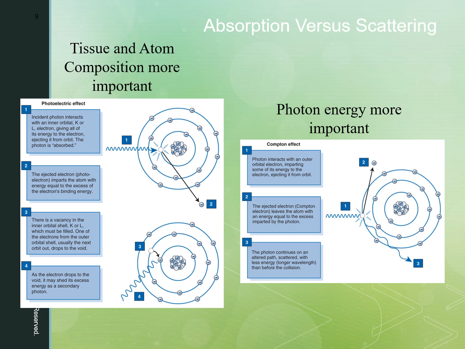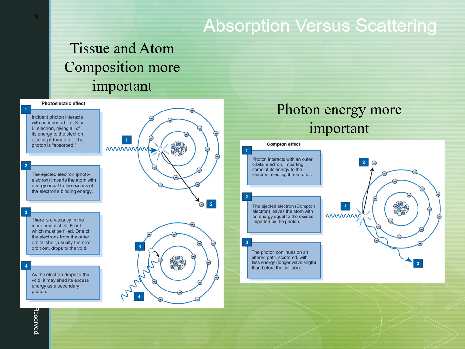Okay, absorption versus scattering. Tissue and atom composition are more important in absorption, or photoelectric interaction. So you can see here on our left, we have the photoelectric effect. That incident photon interacts with the K shell or lower shell electron. It has enough energy that it's able to eject that. When it ejects that, we know that we'll have this cascading event of electrons coming in to fill that vacancy, ultimately leaving their shells vacant. Now that cascading event will emit very low level photons, which will be absorbed typically by a neighboring atom.